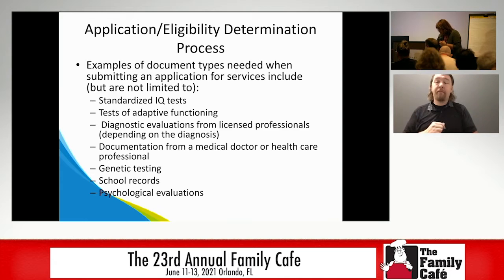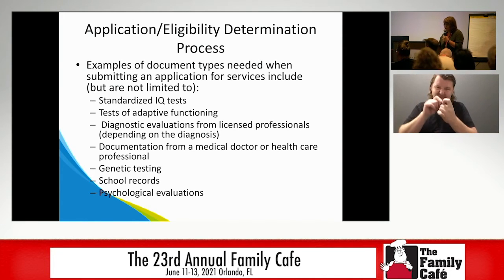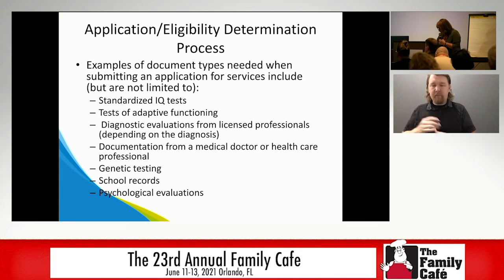Okay, this is where we start getting into a little bit of the nitty-gritty and more detailed type of information. As part of the application process, APD will request proof of a developmental disability diagnosed prior to the age of 18. So documentation of a developmental disability may include the list that you see in front of you.